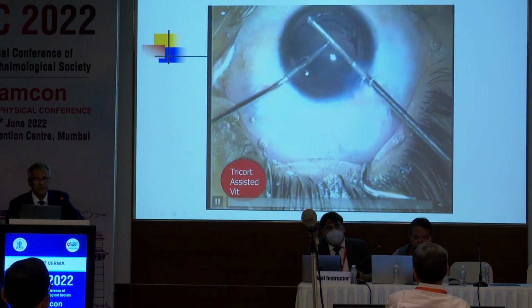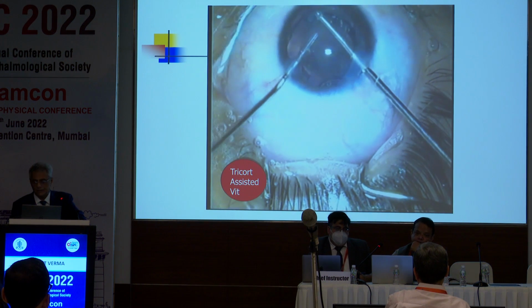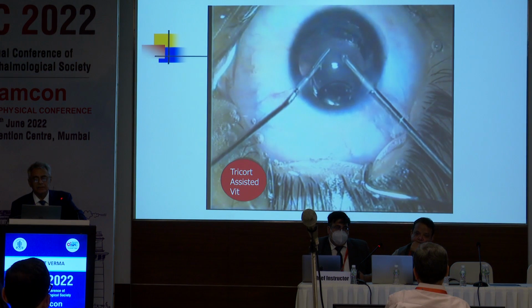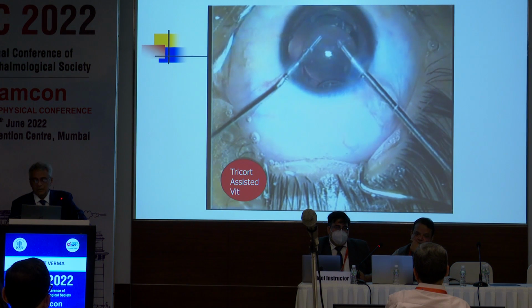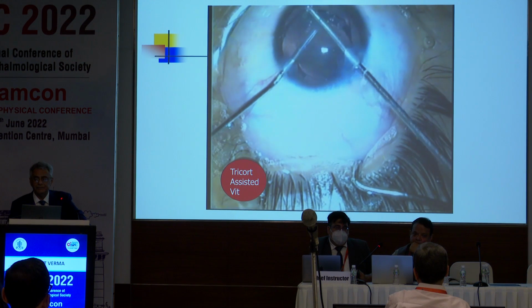So you inject some crystal Tricot, wait for some time and do this Tricot assisted vitrectomy if you are an anterior segment surgeon and not used to going from pars plana or hesitate to go from pars plana.